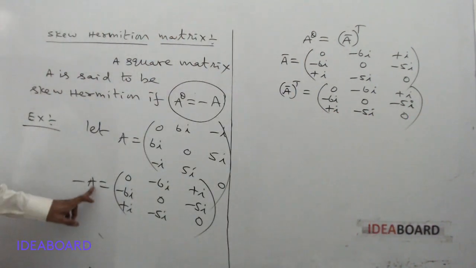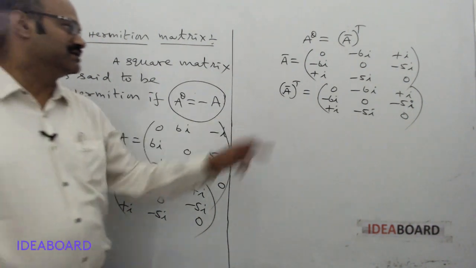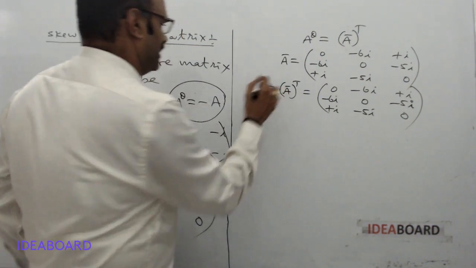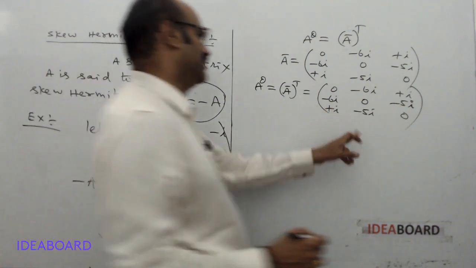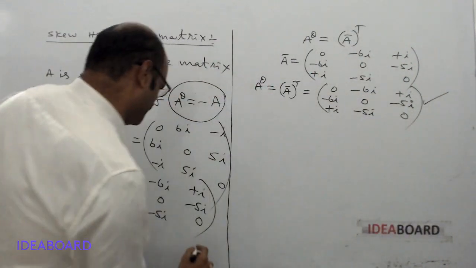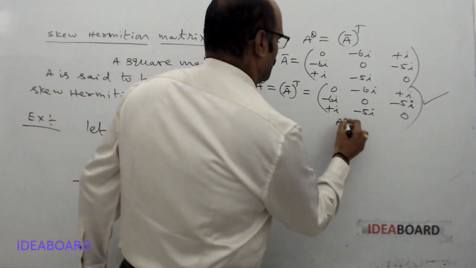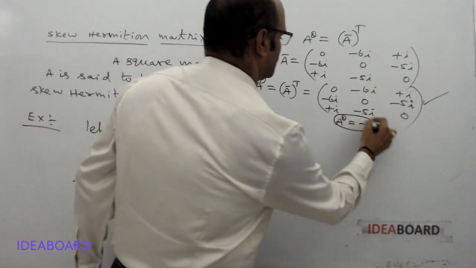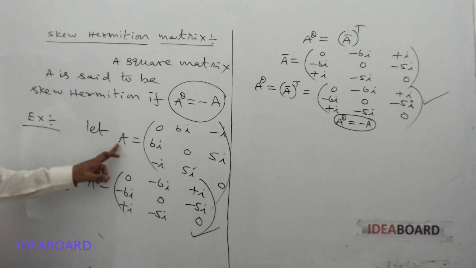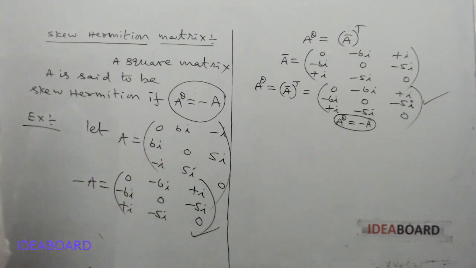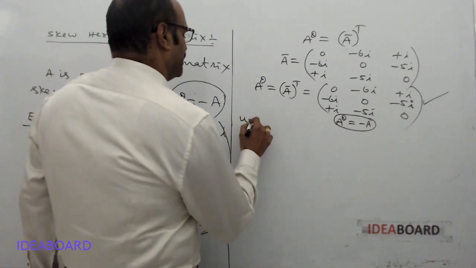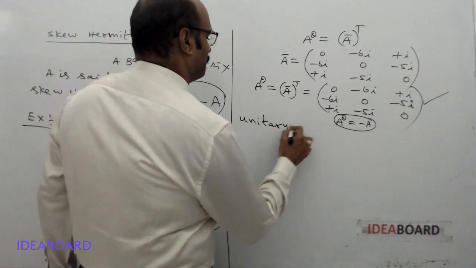So it implies that A^θ equal to minus A. Since A^θ equal to minus A, we say that the matrix A is said to be skew-Hermitian matrix. Next one, unitary matrix.